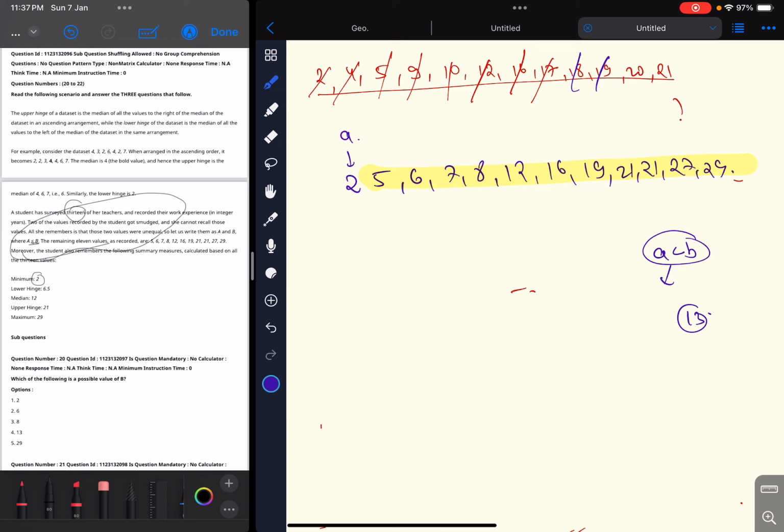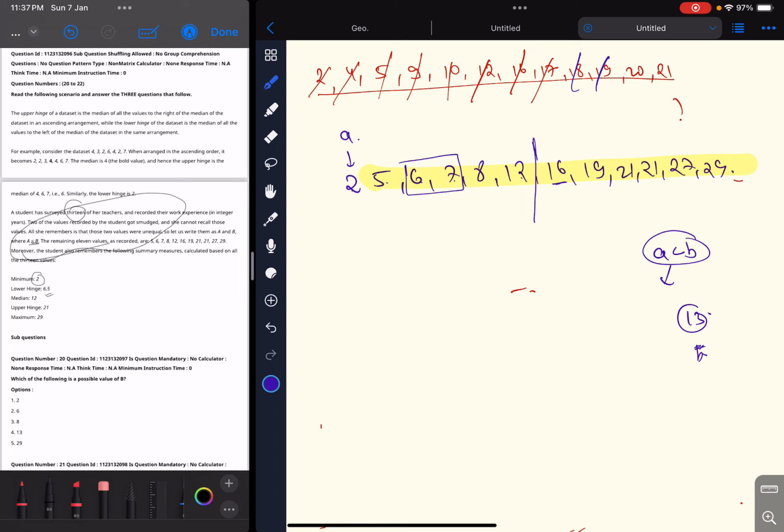Now it is given that lower hinge is 6.5, okay. How is 6.5 possible? Adding these two, so these two should be the median of the lower hinge data, okay. So which means that 1 2 3 4 5 6, okay. So this 1 2 3 4 5 6, okay. So one value should come over here in between, okay. It can be either 16 or it can be b as well, okay.